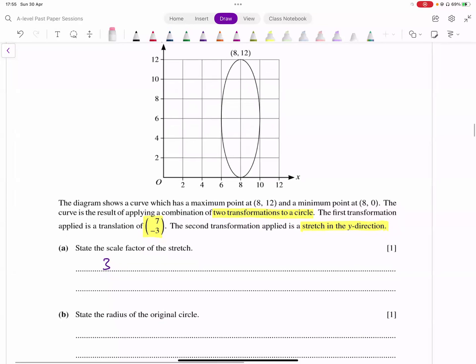अच्छा, now let's look at the second part. It says state the radius of the original circle. Now we already figured that out. Radius क्या होना चाहिए था original circle का? 2 units, right? So let's write that here. Radius should have been 2 units.